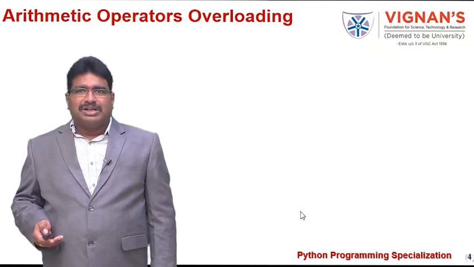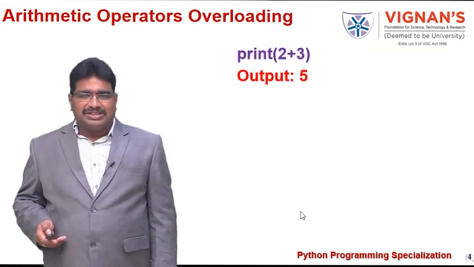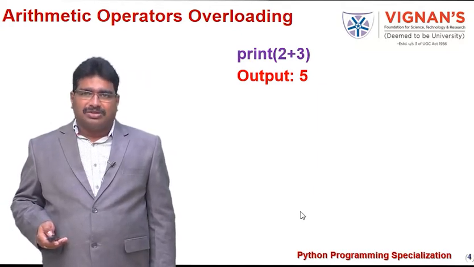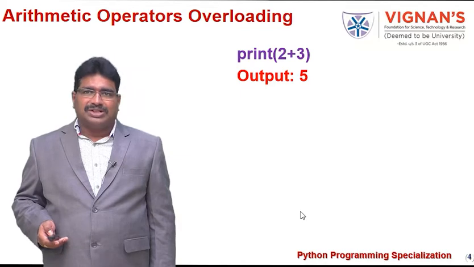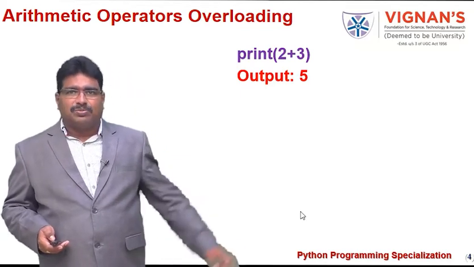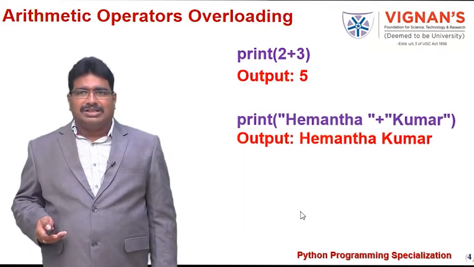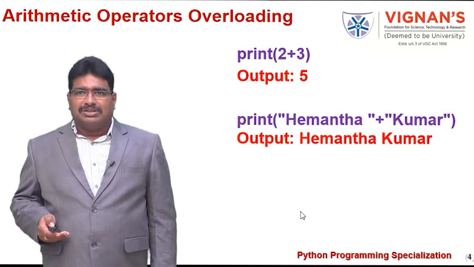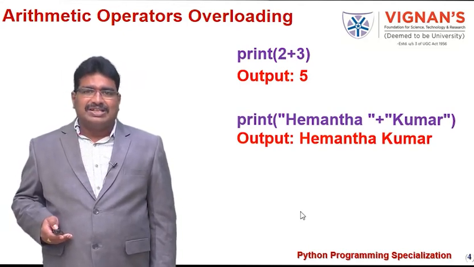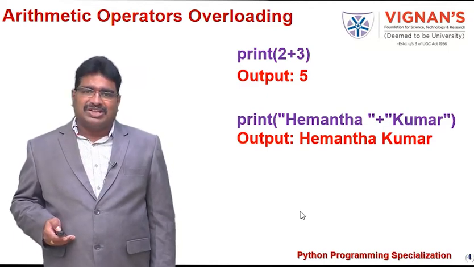The Python programming language itself supports overloading for the addition operator. We take the example print 2 plus 3. Automatically we are passing the integer values 2 and 3, and we want to perform the addition operation, then it automatically displays the output 5. Next we use another example, Hemanta plus Kumar. Here we are passing two strings, and we want to perform the plus operation, but here it simply performs string concatenation.